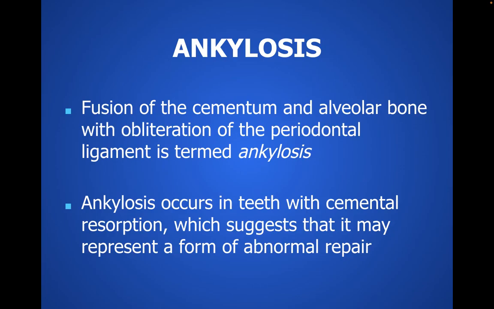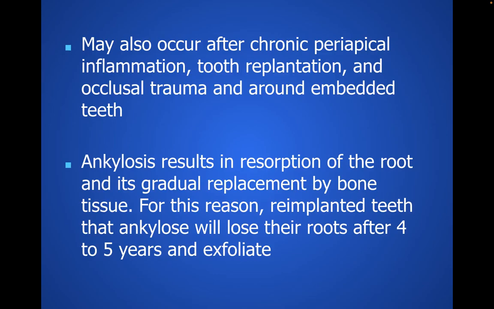Then comes ankylosis. Fusion of the cementum and alveolar bone with obliteration of the periodontal ligament is termed ankylosis. Ankylosis occurs in teeth with cemental resorption, which suggests that it may represent a form of abnormal repair. It may also occur after chronic periapical inflammation, tooth replantation, and occlusal trauma, and around embedded teeth. Ankylosis results in resorption of the root and its gradual replacement by bone tissue. For this reason, reimplanted teeth that ankylose will lose their roots after 4 to 5 years and exfoliate.